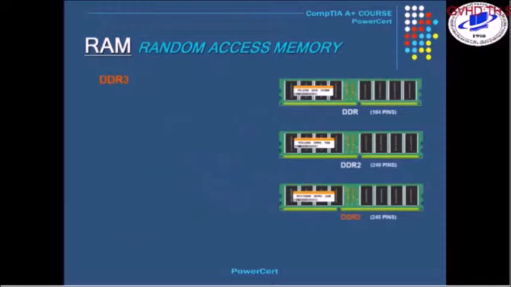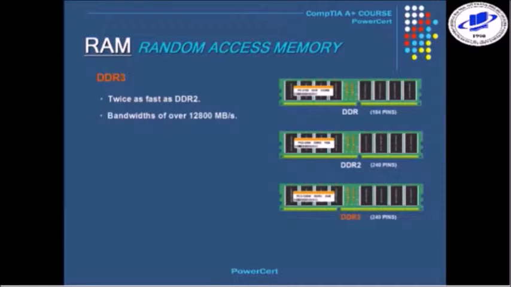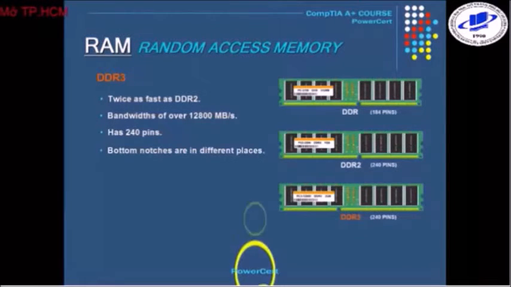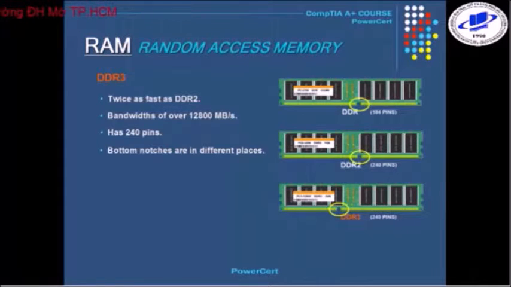And the latest RAM technology is called DDR3. DDR3 is twice as fast as DDR2, with a bandwidth of over 12,800 megabytes per second. Like DDR2, a DDR3 DIMM also has 240 pins, but the notches in the DIMMs are in different places. So you can't put a DDR3 DIMM in a RAM slot made for DDR2.